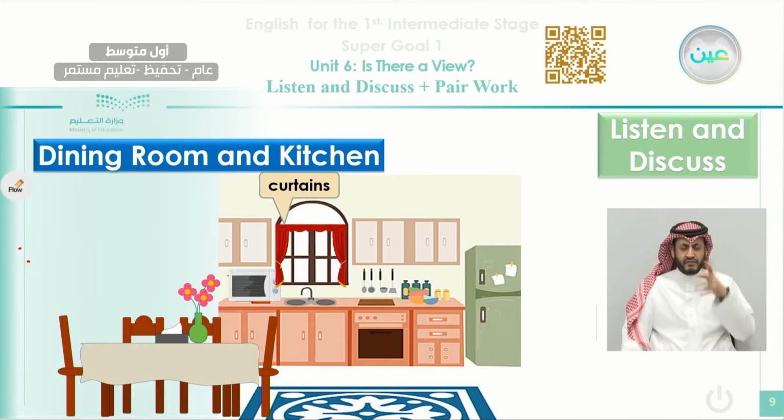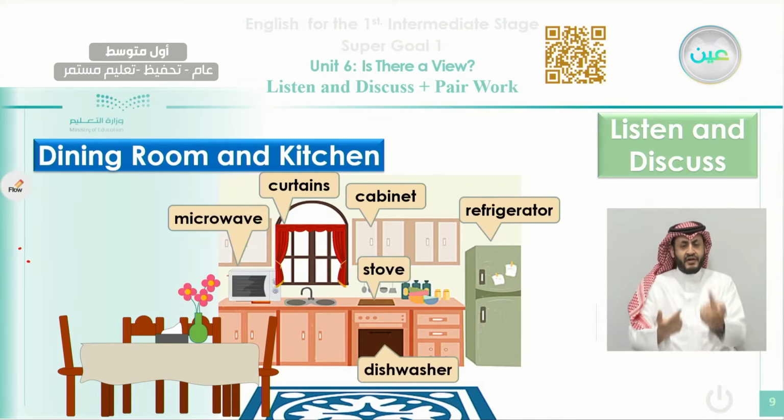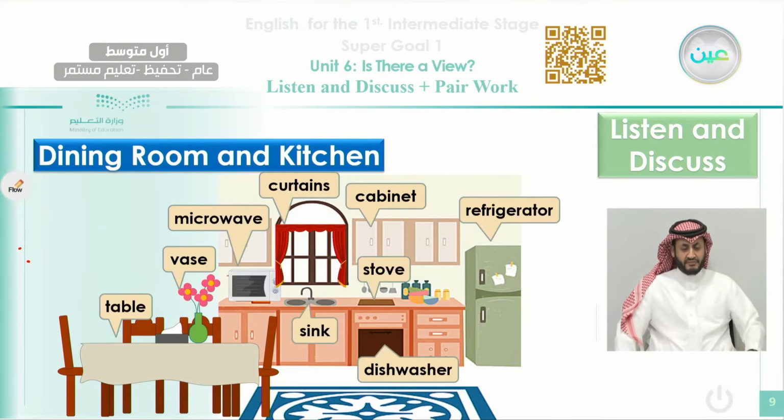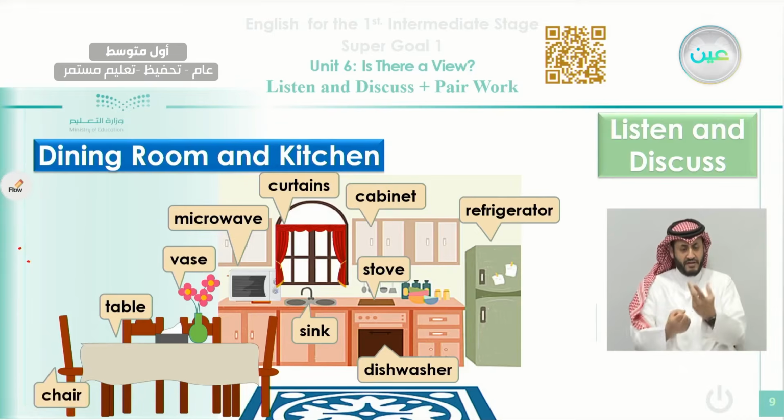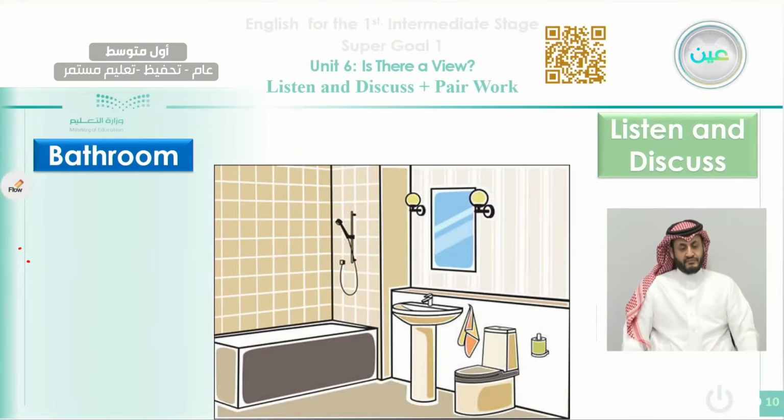Let's recognize what these items are. Curtains, cabinet, refrigerator, microwave, stove, dishwasher, sink, and table, also a vase. And the last one here is a chair. This room also, a small room called the bathroom.